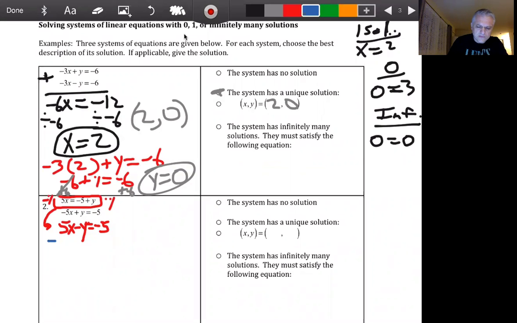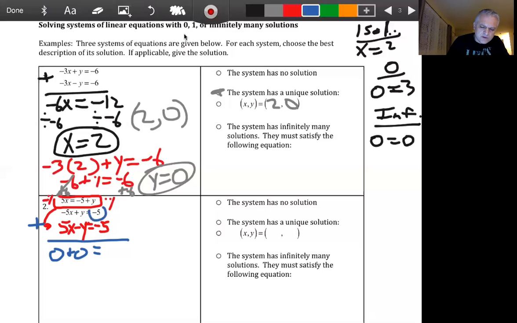So now I'm going to ask you, can I add the two equations and eliminate something? I've got minus 5x and plus 5x. So yes, I am going to add these two equations together. So let's add them. Negative 5x plus 5x is 0. Positive y plus negative y is also 0.